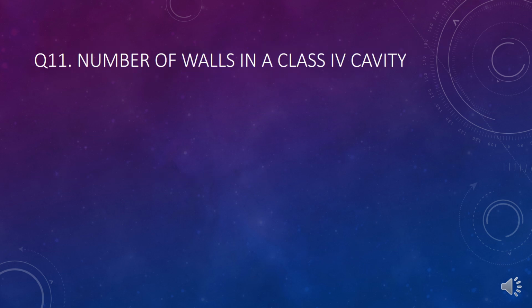The number of walls in a class 4 cavity. There are 4 walls typically involved in a class 4 cavity. These are the mesial, distal, facial and lingual walls.